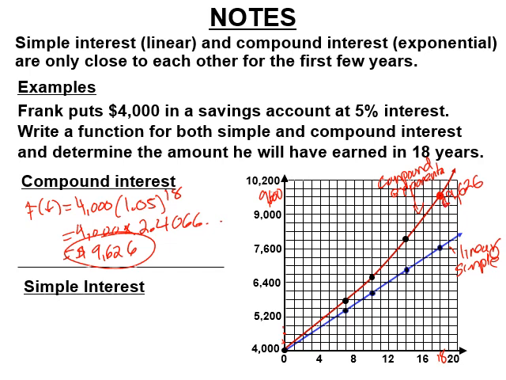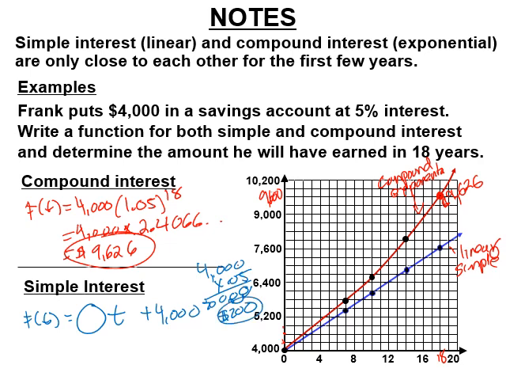Okay, now let's look at the simple interest in blue there. The simple interest would be f of t. We're starting with a y-intercept of 4,000. Now, instead of x, we're going to use t for our variable. So what is the slope of this line? Well, it's 5% of 4,000. We move the decimal, make sure I do this right. Yeah, it's $200, right?